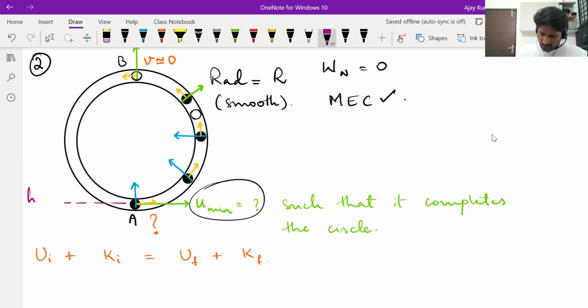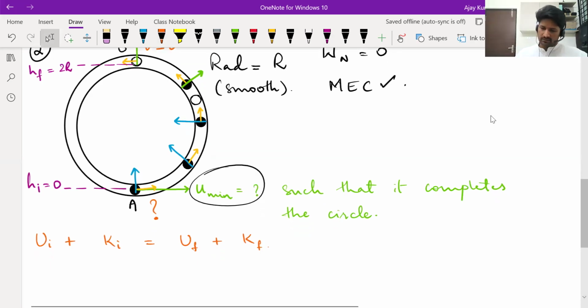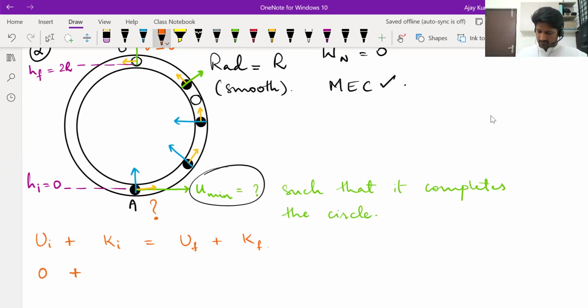Let's take h initial as 0. Then how much will the final height be? 2r. 2 times the radius. So now tell me, how much is the initial gravitational potential energy based on these heights? Initially it was at height 0, so mg times 0, so 0. Kinetic energy, how will you write? Half mu square. U is what we need to derive.